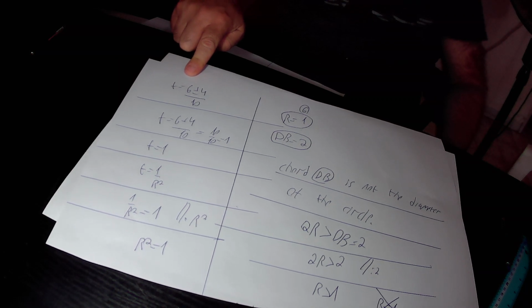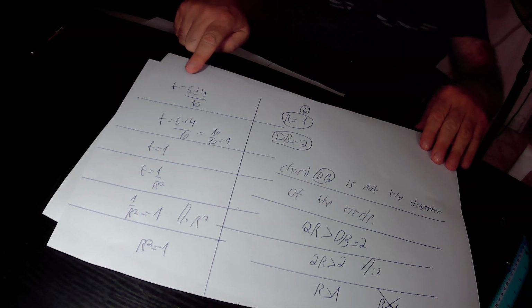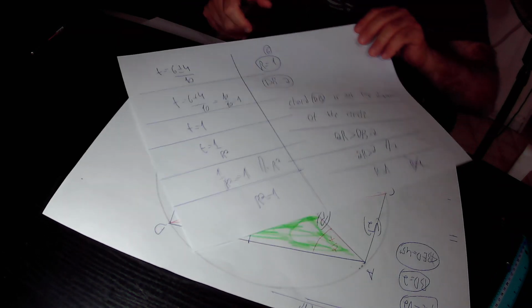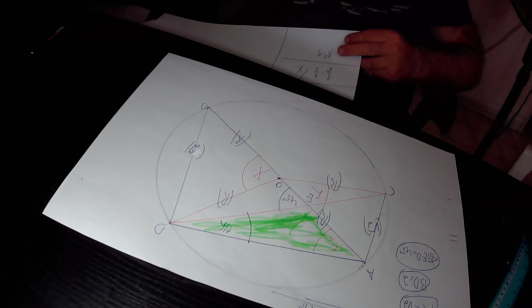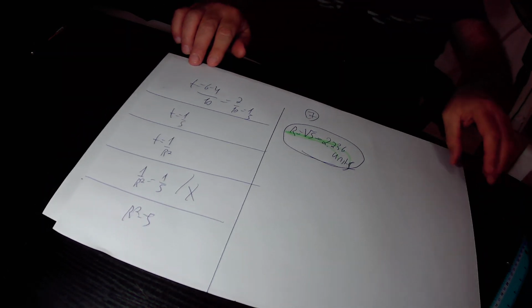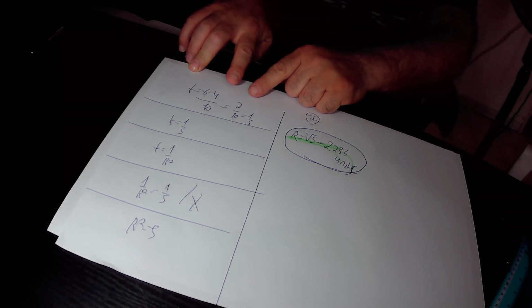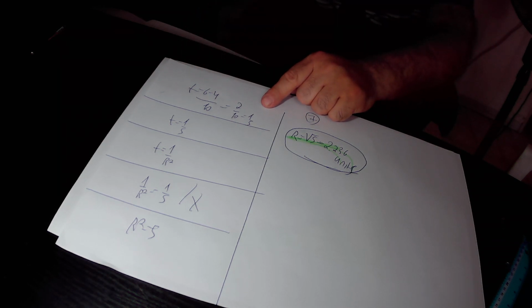The second solution for t is that t equals 6 minus 4 over 10. 6 minus 4 is 2, and 2 over 10 is 1/5.